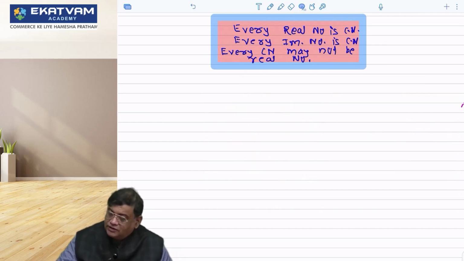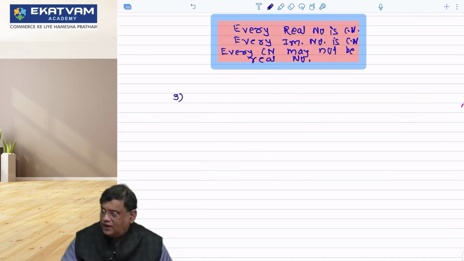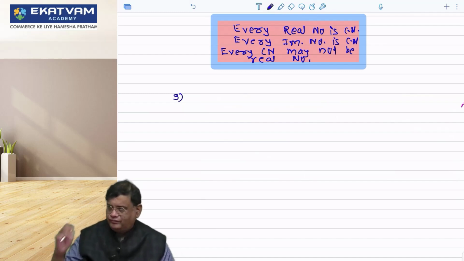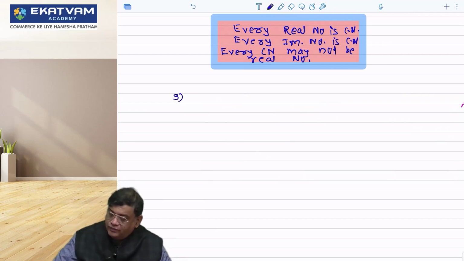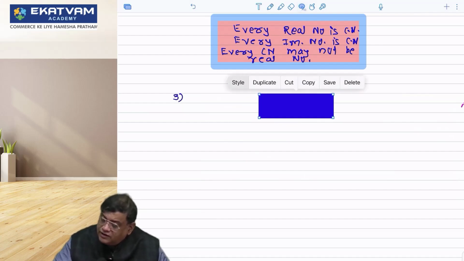Third point. We wrote these two points. First was the set of numbers and second was the very definition of the complex number. Clear? So write the next point. Now my question to you is, what do you know? What is i? Basically tell me what is i.